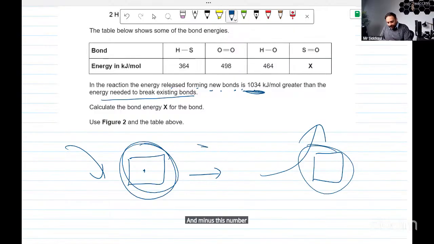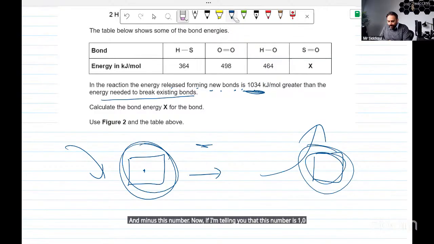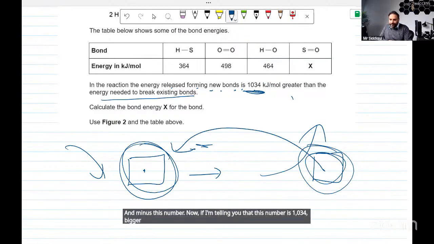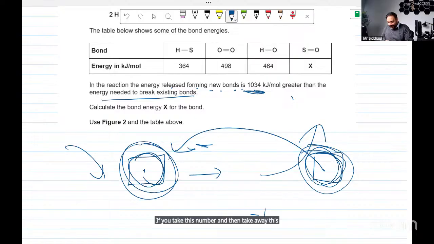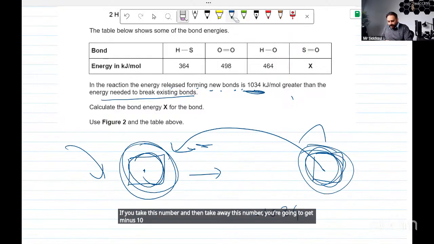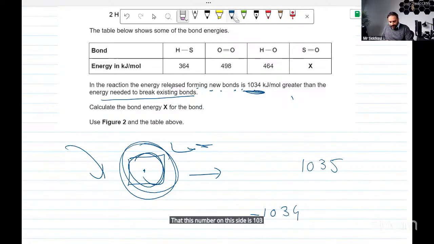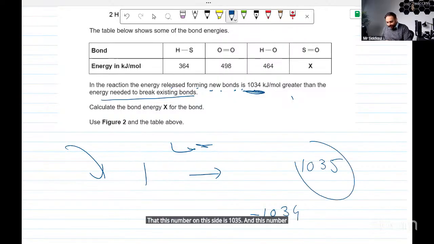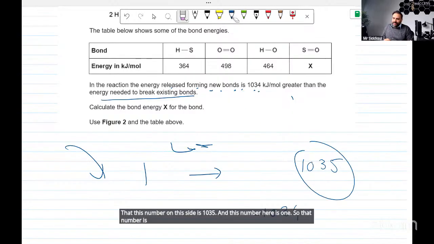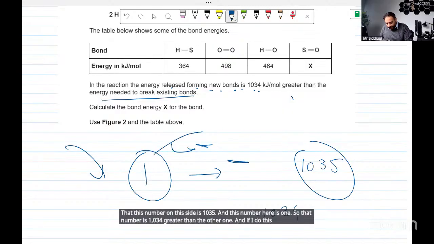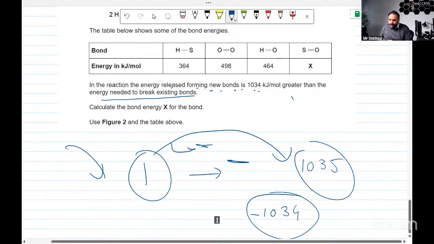Now, if I'm telling you that this number is 1034 bigger than this number, then if you take this number and take away this number, you're going to get minus 1034. It's a bit like me saying that this number on this side is 1035 and this number here is 1. So that number is 1034 greater than the other one, and if I do this number minus this number, I'm going to get minus 1034.